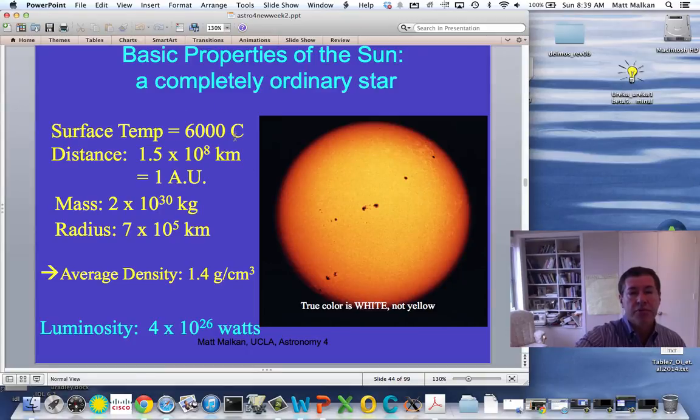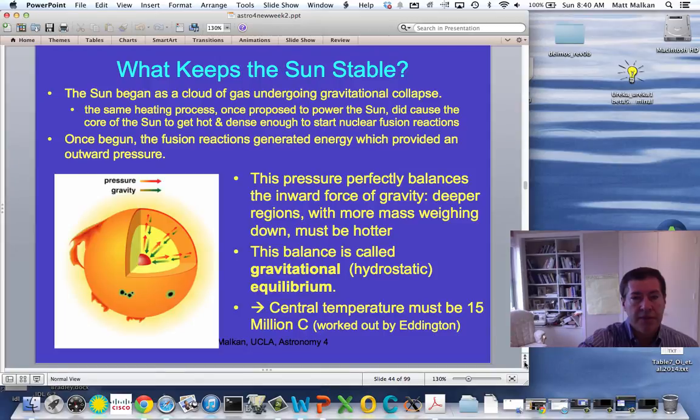The surface temperature, that we measure in detail from studying the spectrum of the light from the sun, and then the luminosity, that we know, remember we worked it out, it's just the brightness of the sun times 4 pi times the distance squared. All of these are known very, very accurately, and these are very big numbers, but not big for stars. All right, so what can we infer from these numbers?